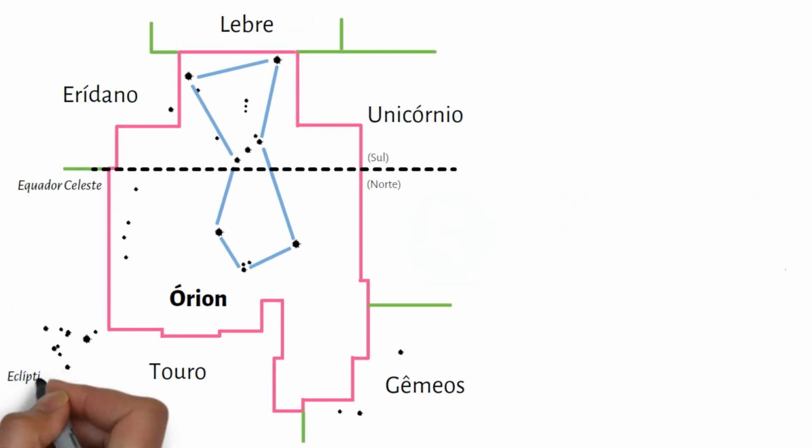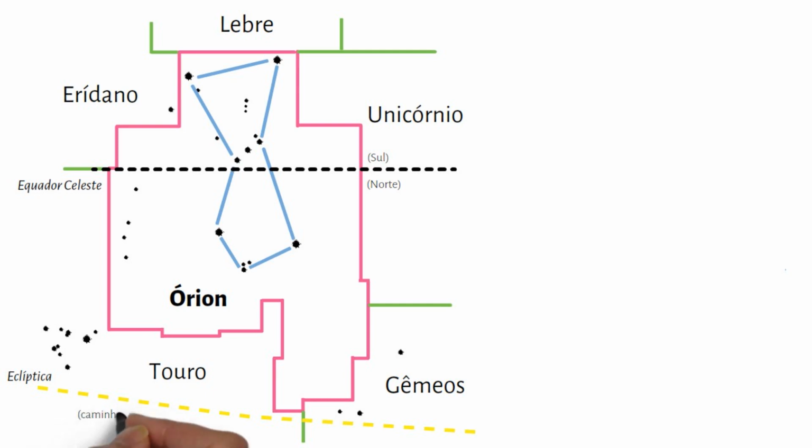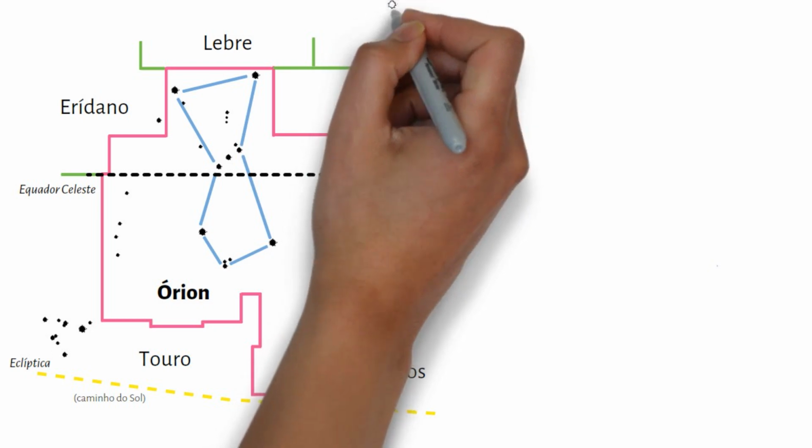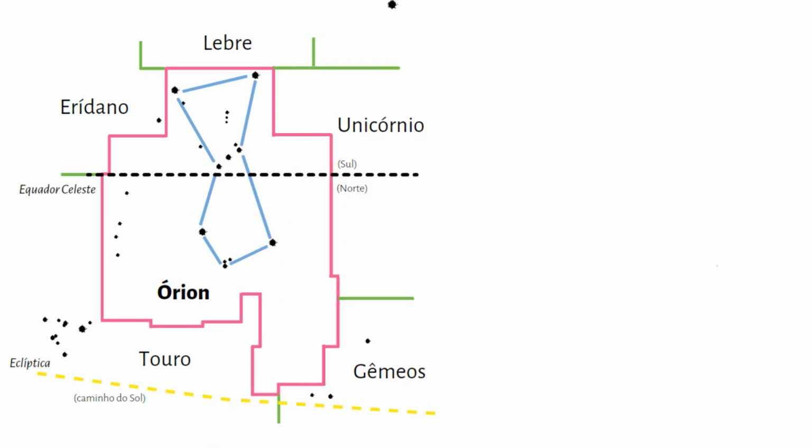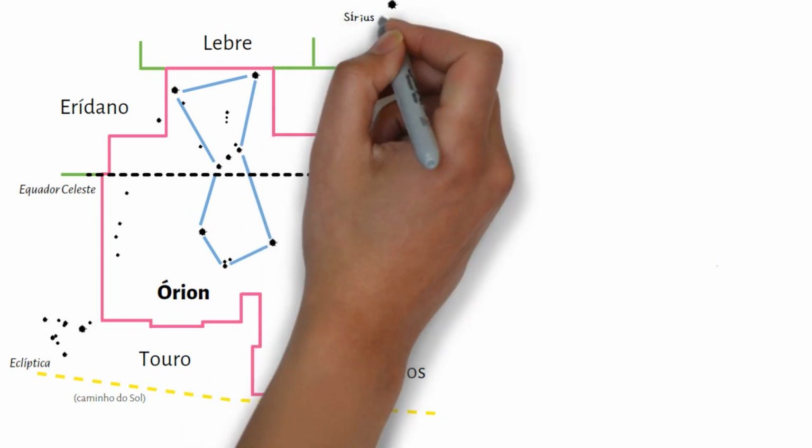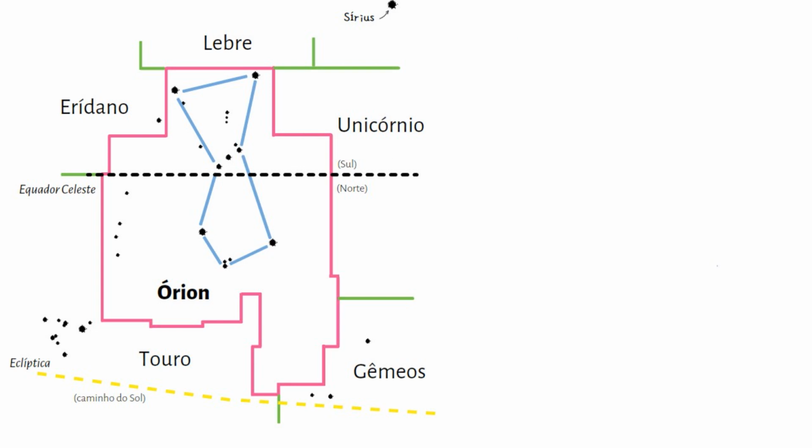Remember I talked about zodiac signs? If it were not daytime, month after month, you could see the sun passing through them. The path of the sun is called the ecliptic. It's also worth noting that the constellation of Orion is located practically next to the star Sirius. Sirius is the brightest star in the sky and is located in the constellation of Canis Major.